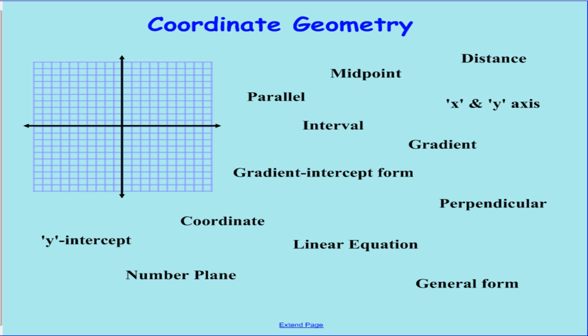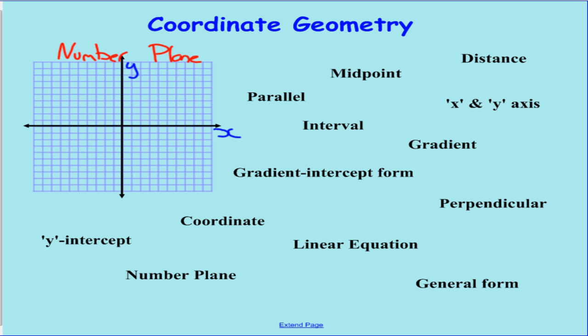So starting with coordinate geometry, we definitely need a number plane. Now, a number plane is, as you see in front of you, the graph there, and it is made up of two aspects of itself. It is made up of our x-axis, which is the horizontal axis, and the y-axis, which is the vertical axis.